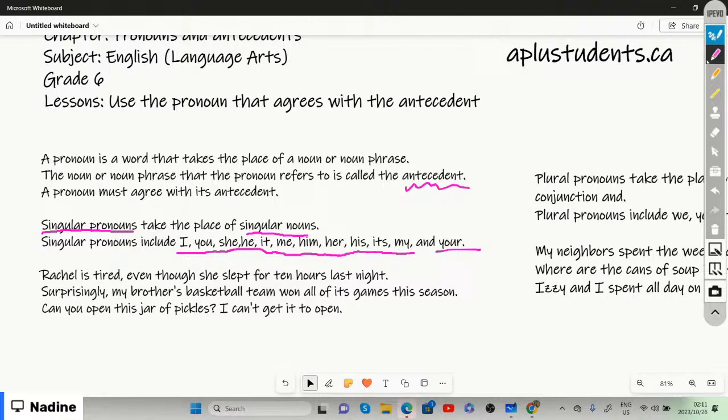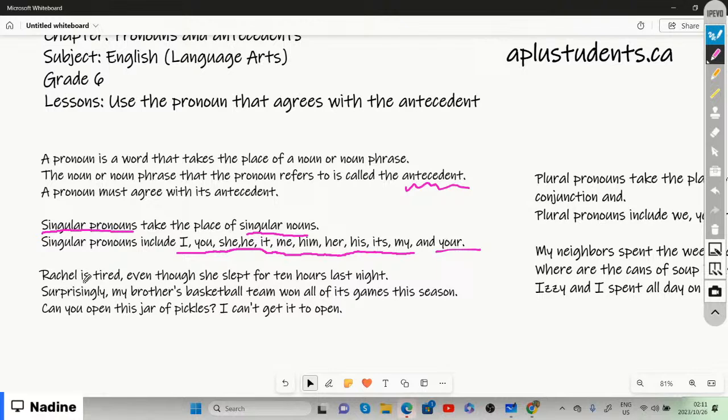And remember we said the antecedent is, they say, the noun or the noun phrase that the pronoun refers to is called the antecedent. All right, so now we're going to look at a few examples. I'm going to underline the antecedent and I'm going to circle the pronoun.